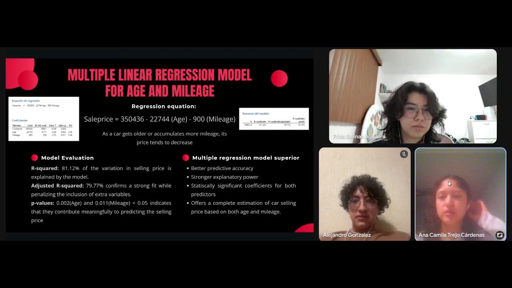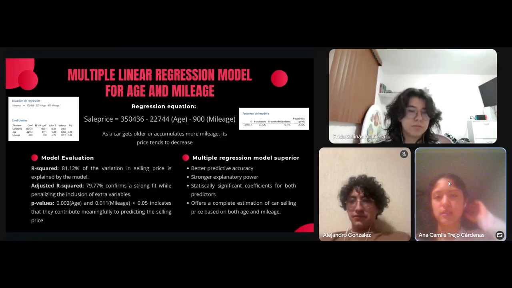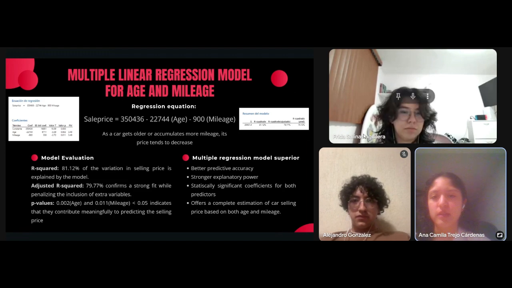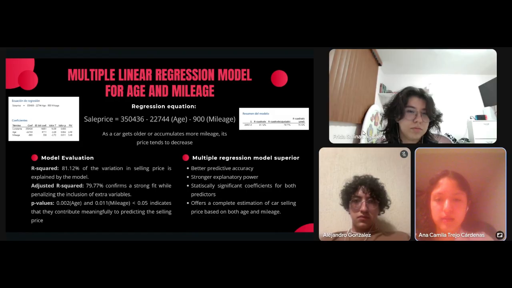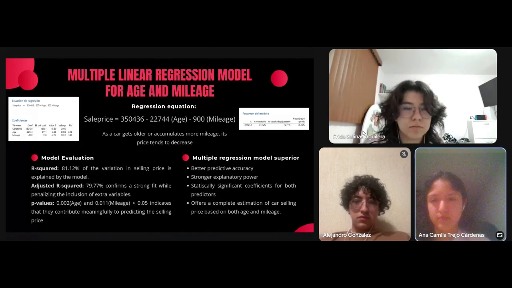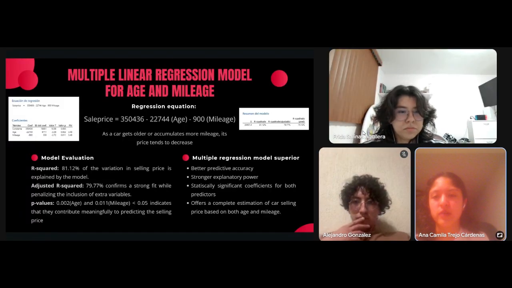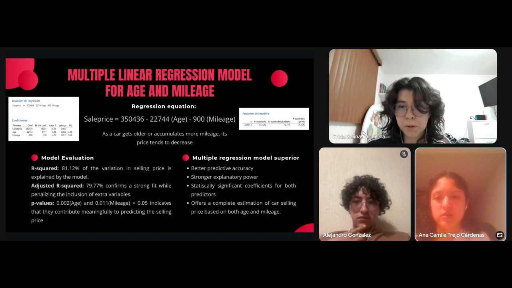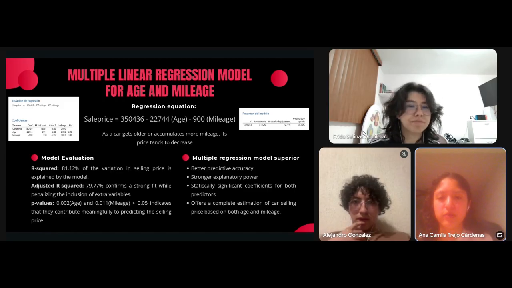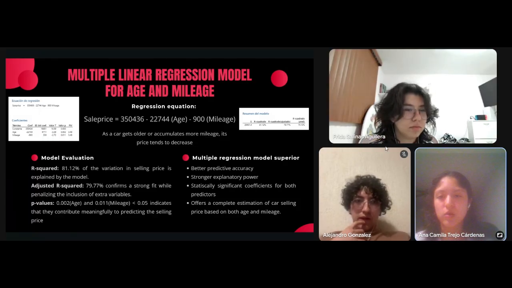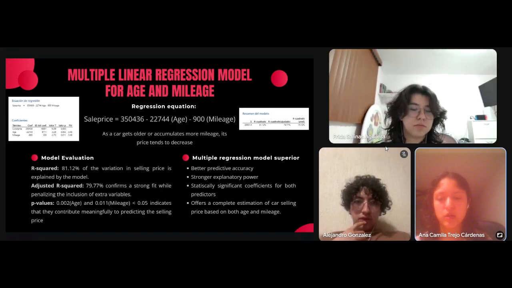So for the multiple linear regression model for age and mileage, this was the regression equation: 350,436 minus that number for age and that number for mileage. And the interpretation is that as a car gets older or accumulates more mileage, its price tends to decrease.